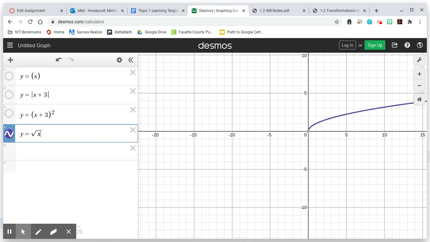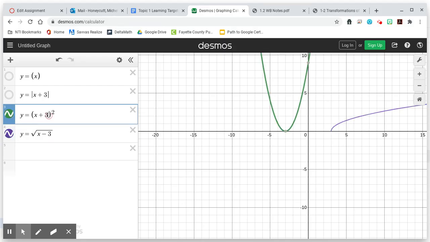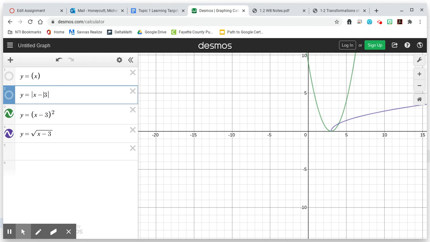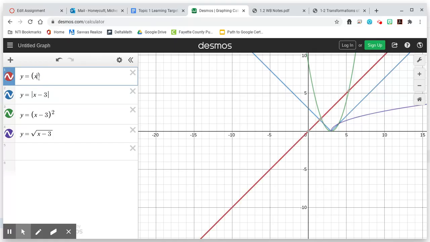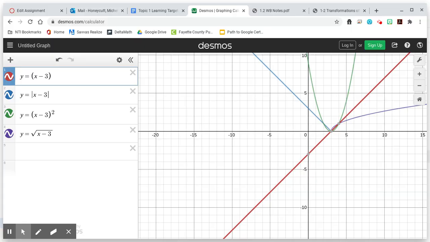Okay, there's the parent function. Now when I subtract 3, oh, it went to the right this time. Okay, let's see what happens with the parabola. Parent function in green. If I subtract 3, it also moves to the right 3. The same thing is going to happen to my absolute value function. And then my parent function, the parent linear function, subtract 3, it also moves to the right 3.